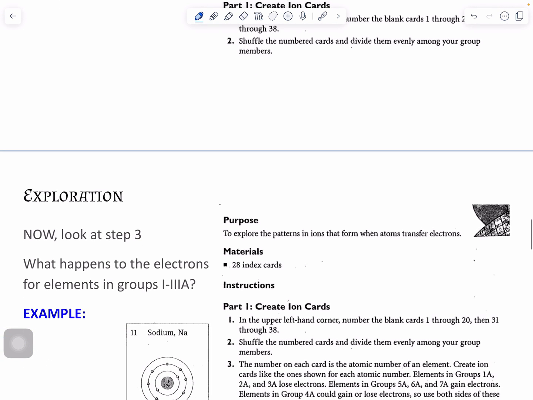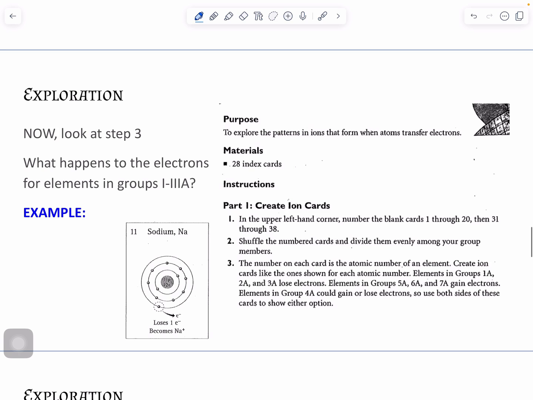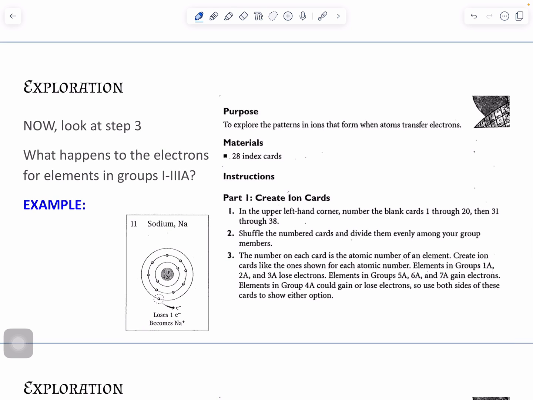Now, each person is going to have a couple of cards, and you are going to complete those cards according to step 3. The step says, the number on each card is the atomic number of an element. Create ion cards like the ones shown for each atomic number. And this is the important part: what happens to the electrons for elements in group 1 to 3A? Read the instructions. Elements in group 1A, 2A, and 3A lose electrons.